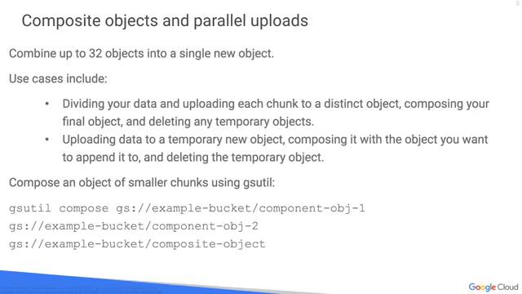You can compose up to 32 existing objects into a new object without transferring additional object data. Object composition can be used for uploading an object in parallel. Simply divide your data into multiple chunks, upload each chunk to a distinct object in parallel, compose your final object, and delete any temporary objects. In parallel uploads, you divide an object into multiple pieces, upload the pieces to a temporary location simultaneously, and compose the original object from these temporary pieces.